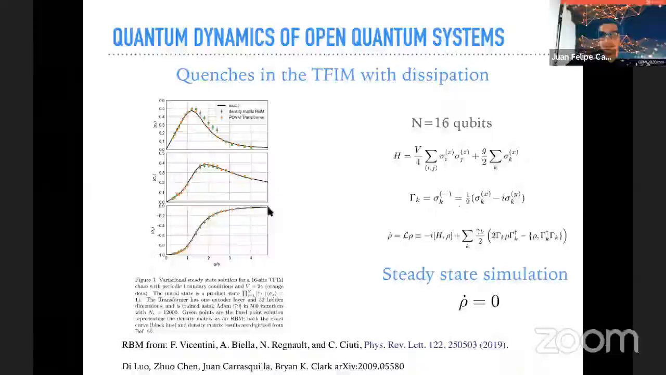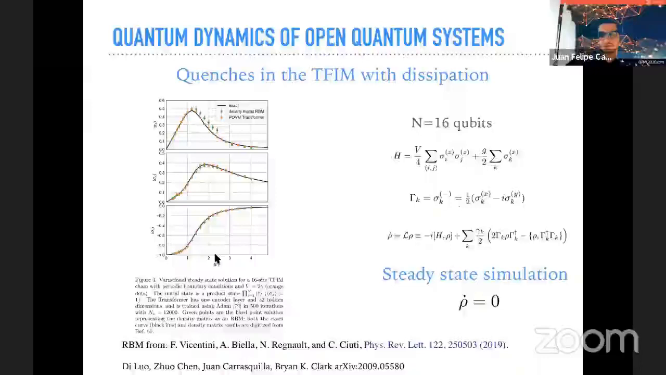We also compare with a technique based on a restricted Boltzmann machine from Filippo Vicentini, published in PRL. And what we saw is that they also have good agreement, but they deviate more in the challenging cases, right? Like near g, the transverse field divided by the dissipation, around 2, we get much better results. And so we think this approach looks promising.